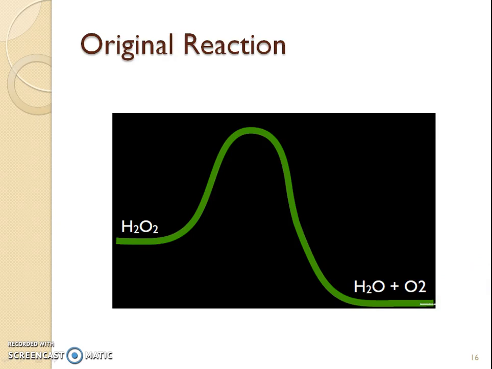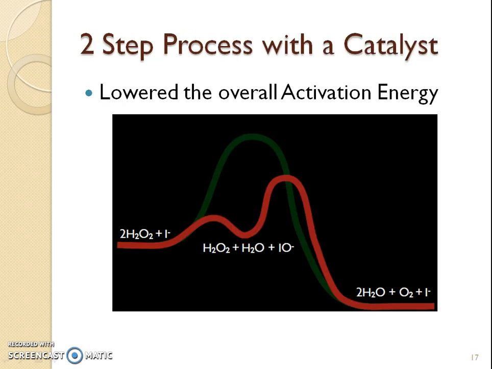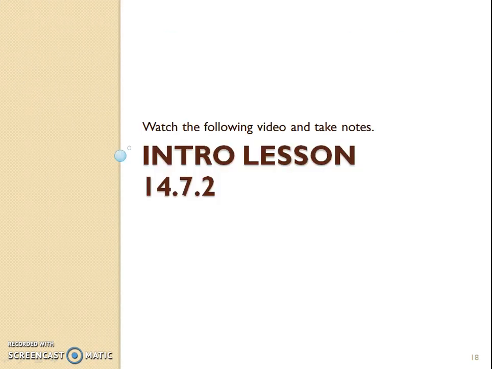So here again is the original reaction. We have reactants yielding products going up that big activation energy, but with our catalyst, in this case, there are two reactions that occur, two steps. But both of those have energies smaller than the original. So that's what a catalyst does: it speeds up that reaction by lowering the activation energy.